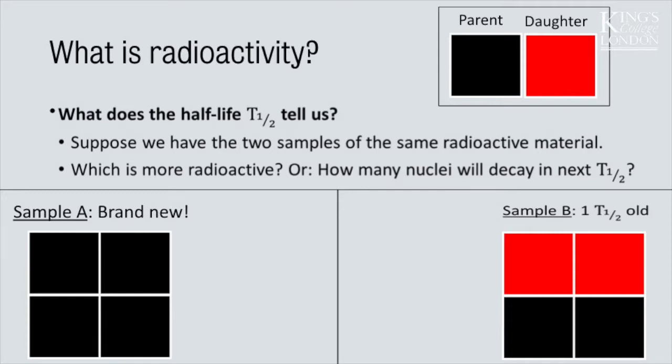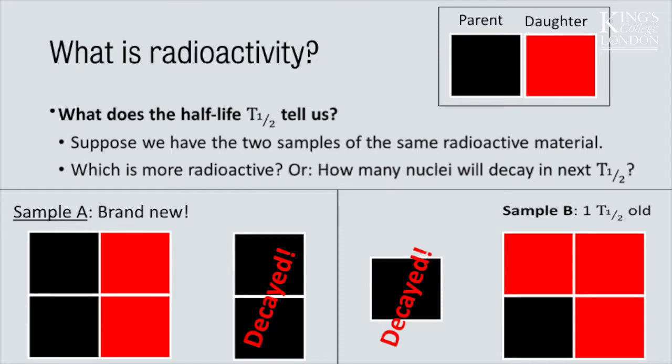A different way of asking this question is: how many nuclei will decay in the next half-life? Looking at sample A, because it's brand new, none of the parent atoms had yet decayed. Over the course of one half-life, half of that sample will decay. Here that's represented by 2 blocks that will have decayed.